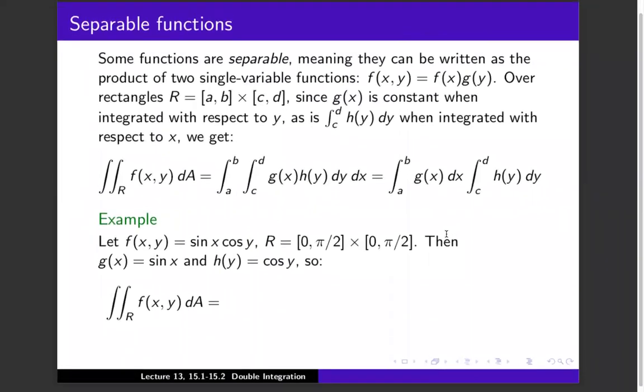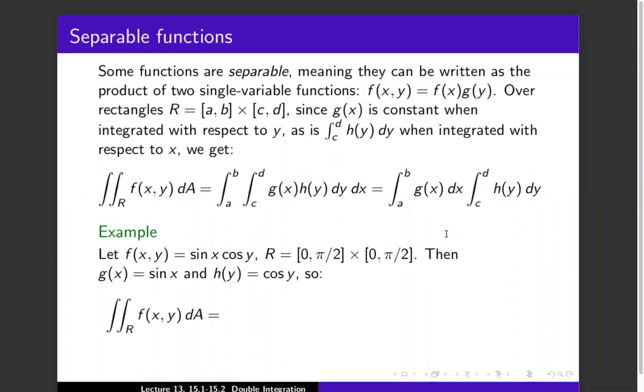Now there are some special tricks we can use. For example, some functions are what are called separable, which means they can be written as the product of two single variable functions. This is handy because of what happens with the iterated integral. Let's say that you have f(x,y) equals g(x) times h(y). If you integrate g(x) h(y) with respect to, say, y, then g(x) is constant because x is constant with respect to y. So you can factor that out as you would an ordinary integral. So in other words, you can split it up as the product of two different integrals. You can only do this when the two functions are of different variables.